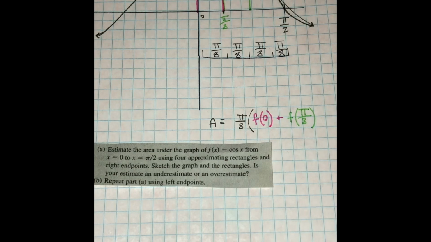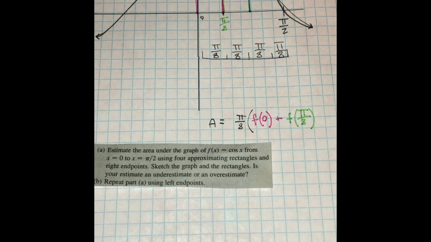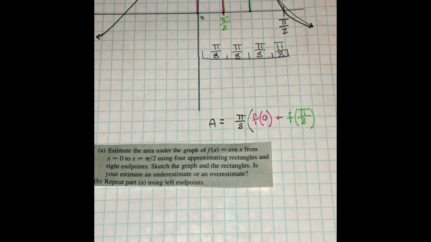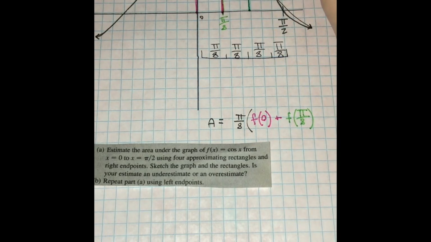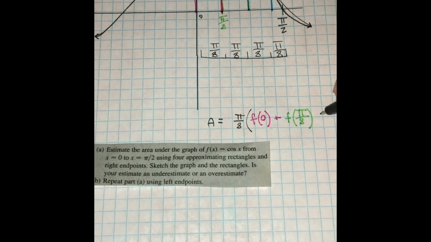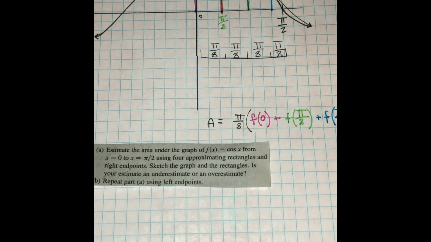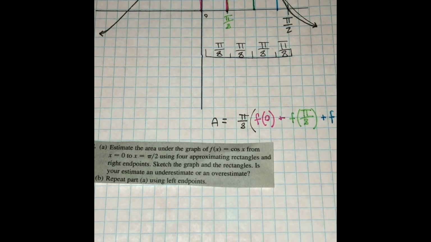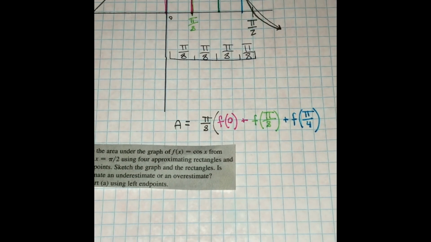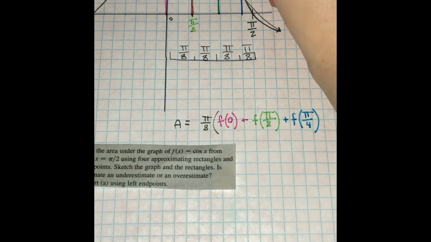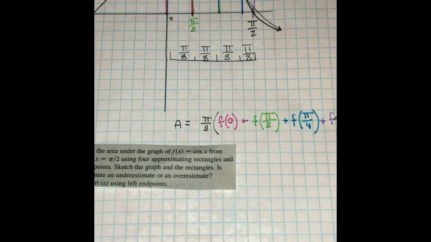The third rectangle will come up from pi over 4 until it meets cosine x, come over to 3 pi over 8. So this will be f of pi over 4, and the final rectangle will come up until it meets cosine of x and come over until pi over 2, giving it a side length of f of 3 pi over 8.